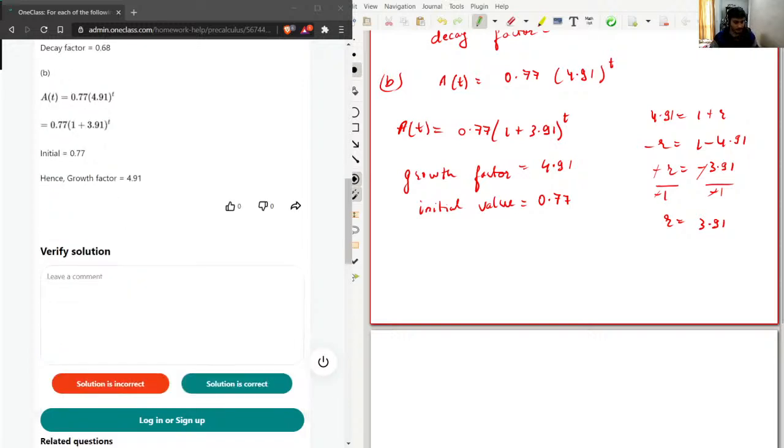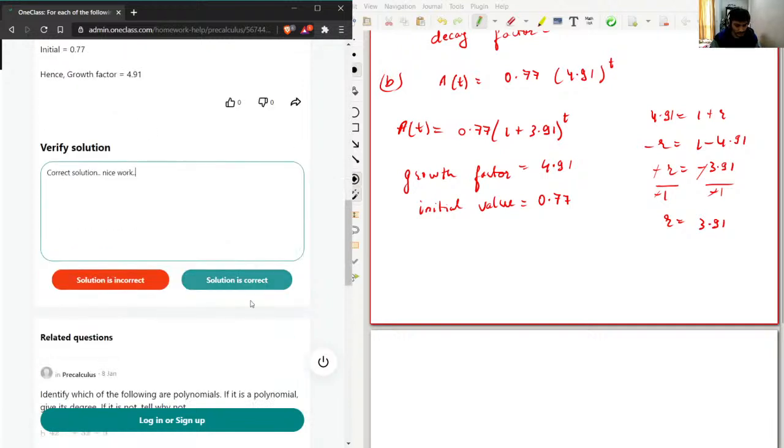Okay, so there is nothing much left for this question, so I'll just say correct solution. And nice work. Obviously appreciation is very important.